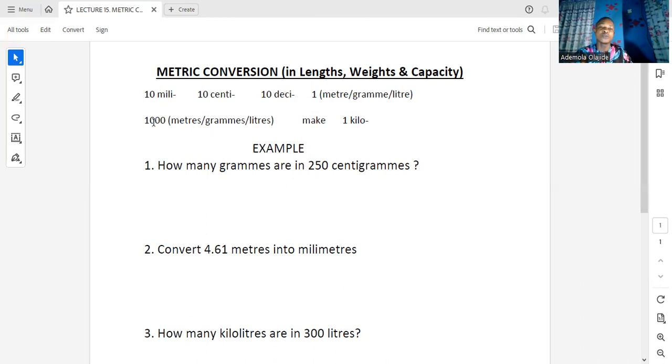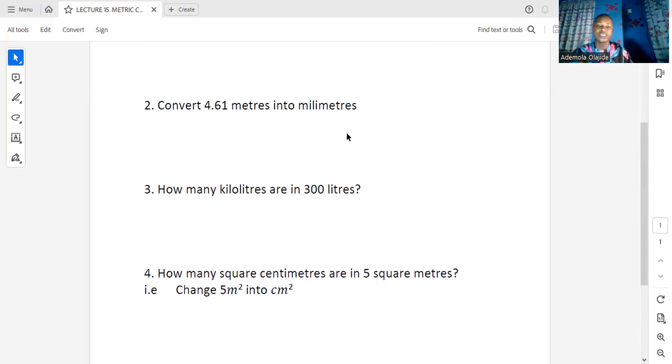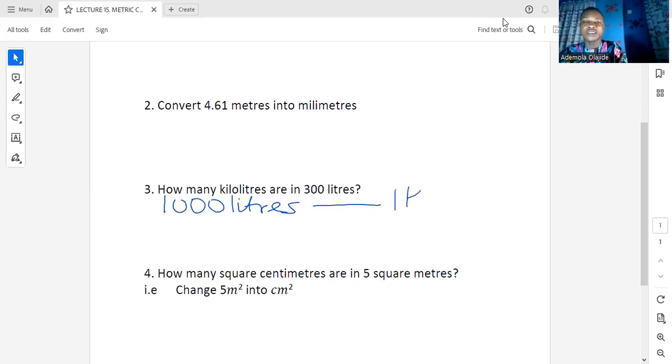So first do their table conversion. 1,000 liters equal 1 kiloliter. From the table, we have 1,000 liters make 1 kiloliter. Then from what we are given in the question, we have under liters, 300. Write it here. 300 liters.